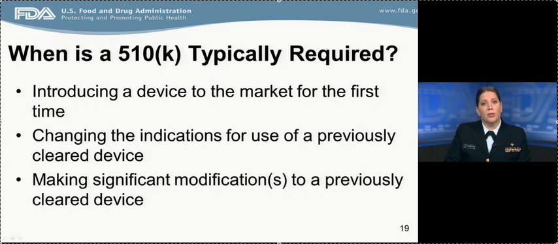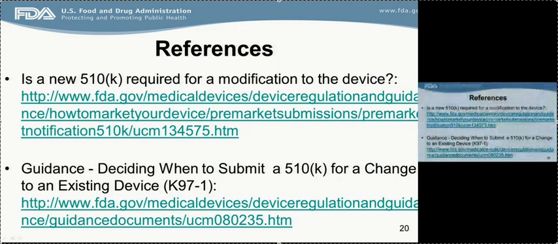So when is a 510K typically required? A 510K is typically required in 3 scenarios. The first is if you're introducing a new device to the market for the first time. The second could be changing the indications for use of a previously cleared device. And the third could be making significant modifications to a previously cleared device. In these situations, this is when a 510K would be required, and you would require 510K clearance before you could market the product. On this slide, I provided references.